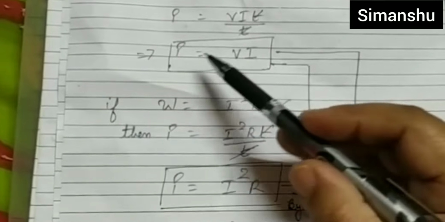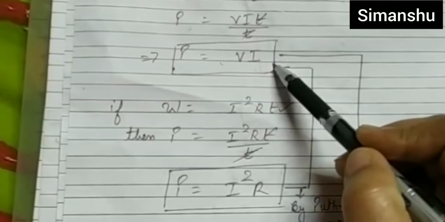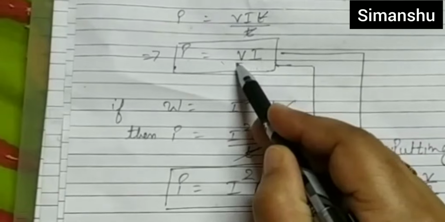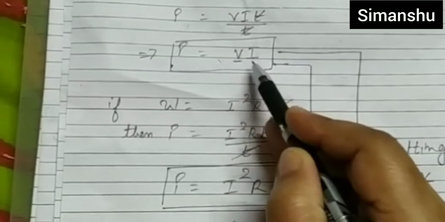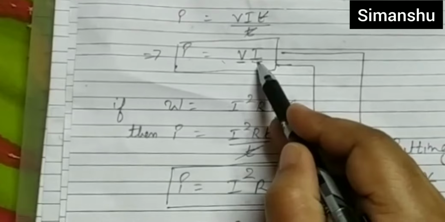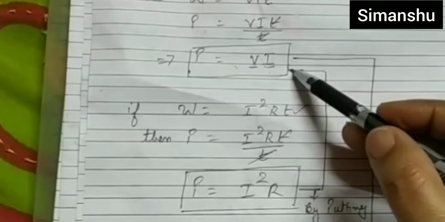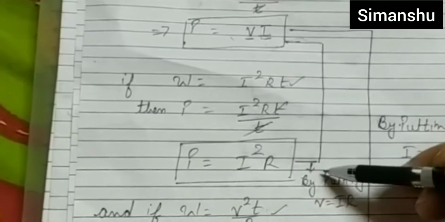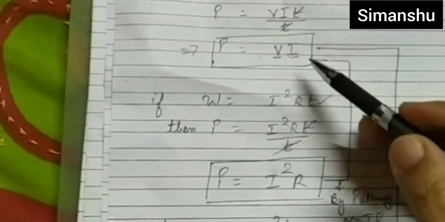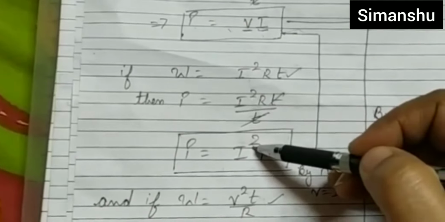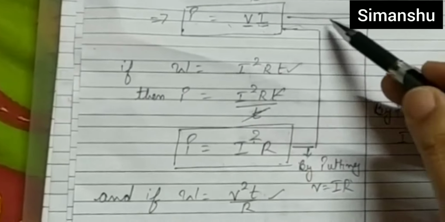The other way is that you can start from here only, that P is equal to VI. Then you substitute the value of potential difference, and for the other expression you utilize the value of I. By putting V is equal to IR, you will get I square R. In the other way, in the same equation, if we put the value of I as V upon R, we get P is equal to V square upon R. So here are different formulas to calculate power.